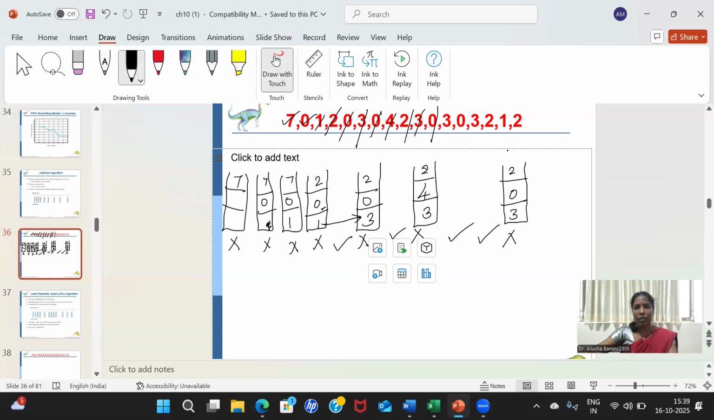Okay, this is done. Next 3. 3 is already there, so page hit. 0 is already there, again a page hit.